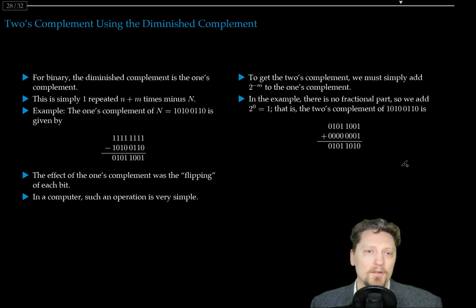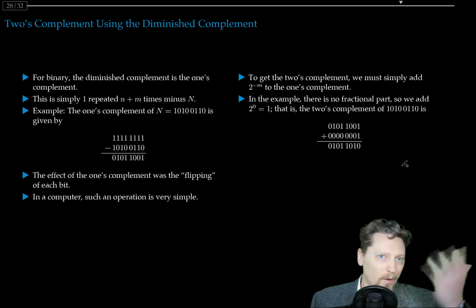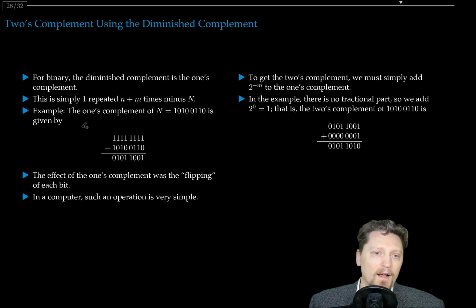Okay, so 2's complement using the diminished complement. For binary, the diminished complement is the 1's complement. This is simply 1 repeated n plus m times minus n. Just like for the 9's complement it was 99.9, here it's going to be 111.1 if there's a radix point. Example. The 1's complement of n equals 10100110 is given by 1111 1111, all ones, minus n.